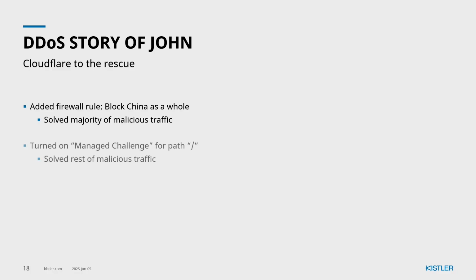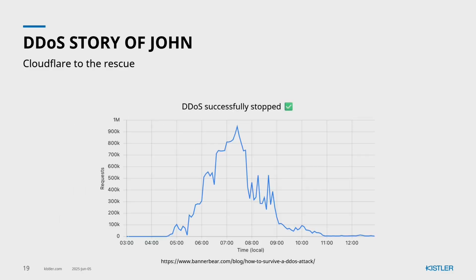The rest was simply blocked by introducing a managed challenge. So all good for John. Looking back historically at what happened, the spike here shows when he migrated to Cloudflare. Cloudflare started to mitigate the attack, and it went down progressively to effectively zero.